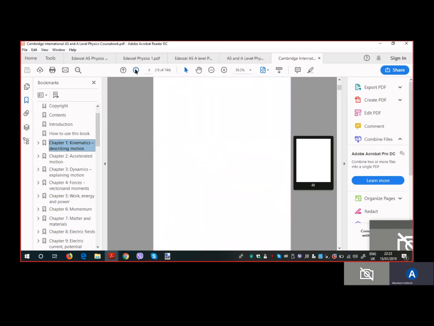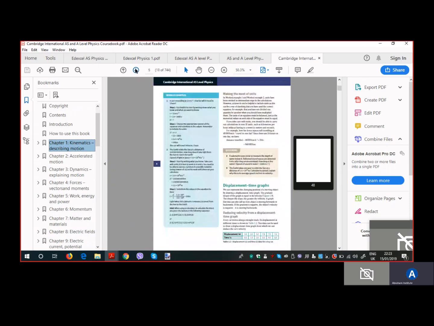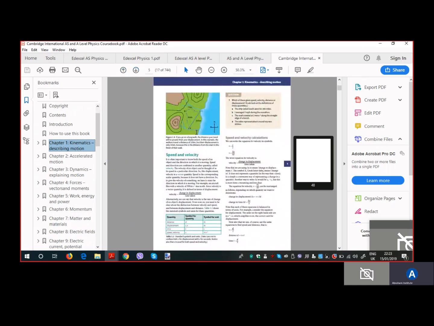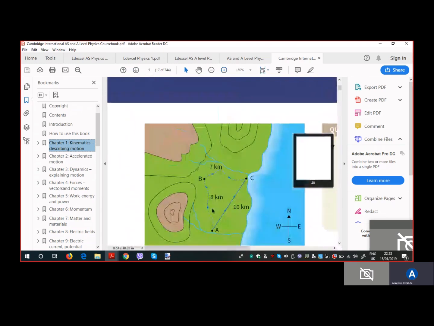Now, a lot of students make a common mistake. By the way, do you know what the difference between distance and displacement is? Okay, so for example, let's say a person starts at A and goes to B and then goes to C. He takes this path. So what is the distance traveled? 7 plus 8, 15 kilometers. Correct. What is the displacement? It's 10 kilometers.